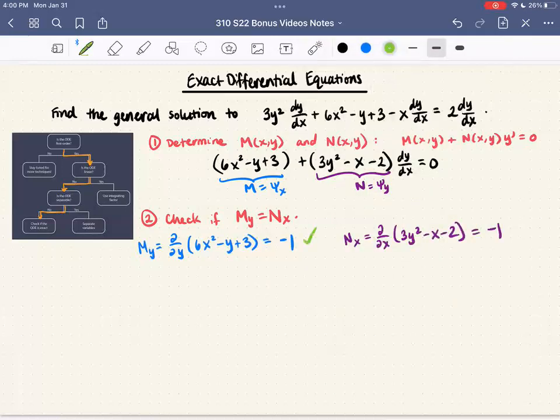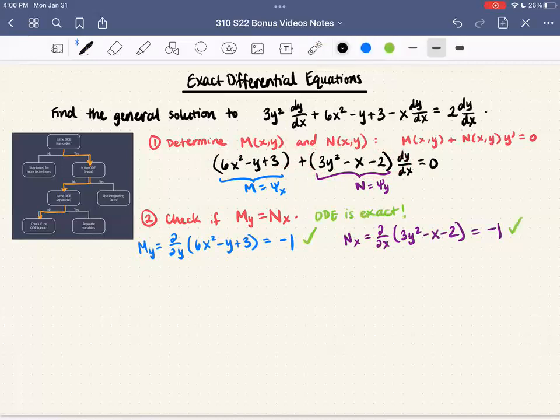So because these two quantities are equal, we know that the differential equation is exact. So this ODE is exact. That means that we can find such a function psi whose partial with respect to x is 6x squared minus y plus 3, and whose partial with respect to y is 3y squared minus x minus 2.